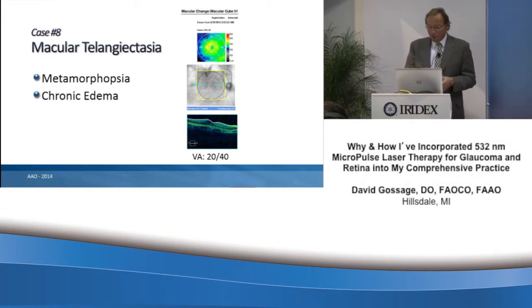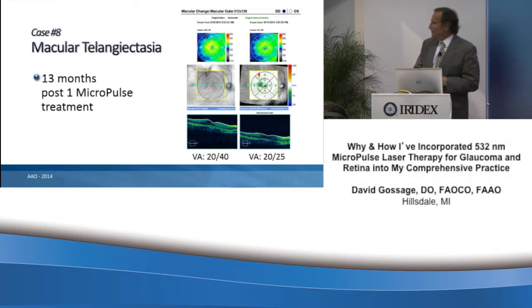This patient had 20/40 vision prior to treatment, and here we are after treatment. We got rid of that little area, the metamorphopsia went away, visual acuity improved from 20/40 to 20/25 after treatment, and this is 13 months later with just one treatment again.